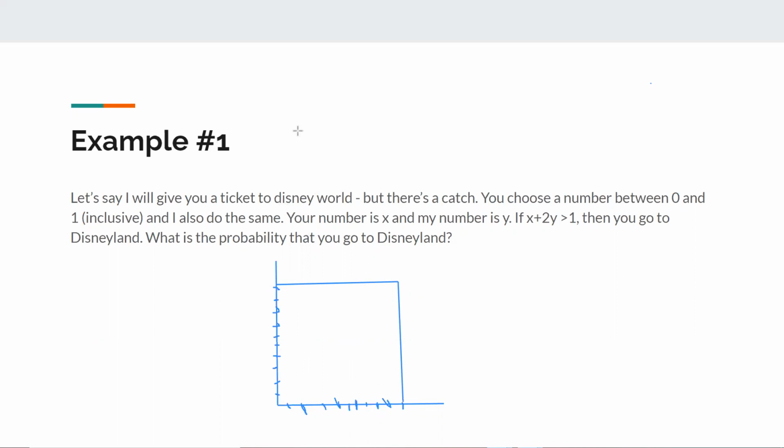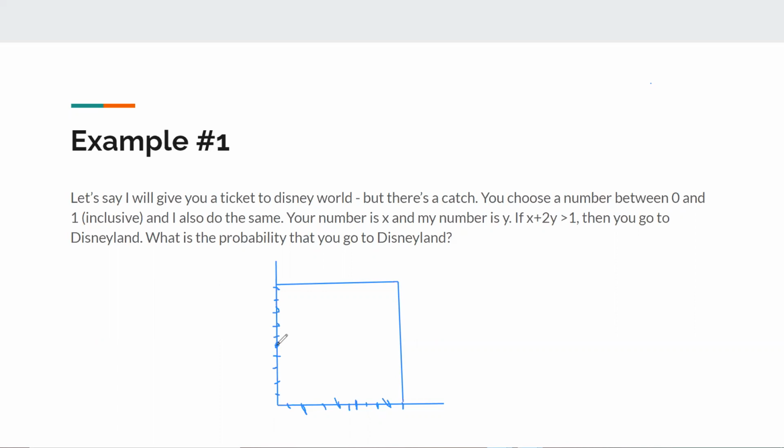So now I'll plot out some of these points so I can get a general idea. Let's say you choose 0, and in order for you to go to Disneyland, I have to choose greater than 0.5. Anything greater than 0.5 works, but I'm just going to plot 0.5.